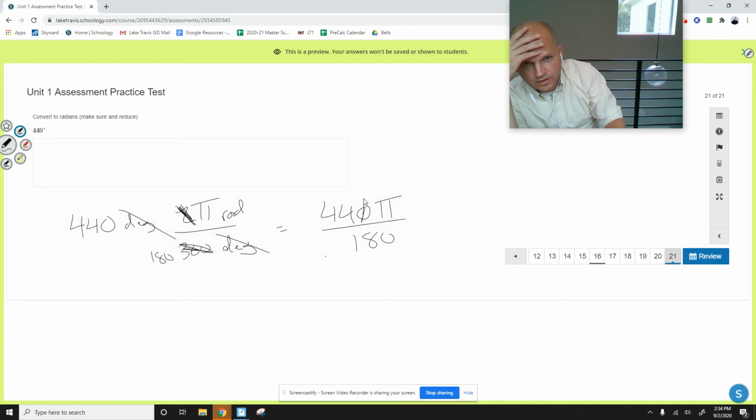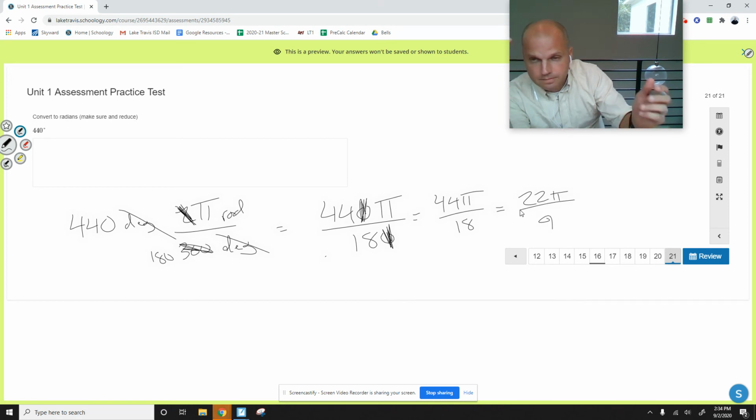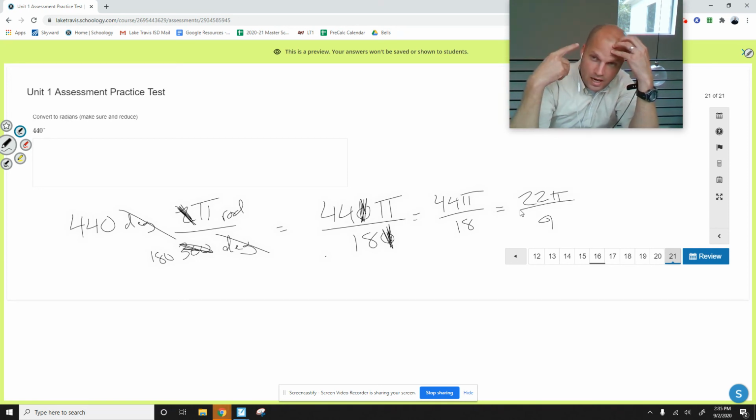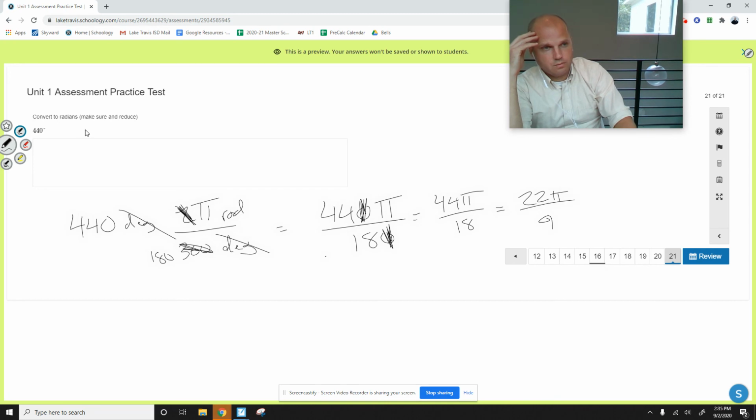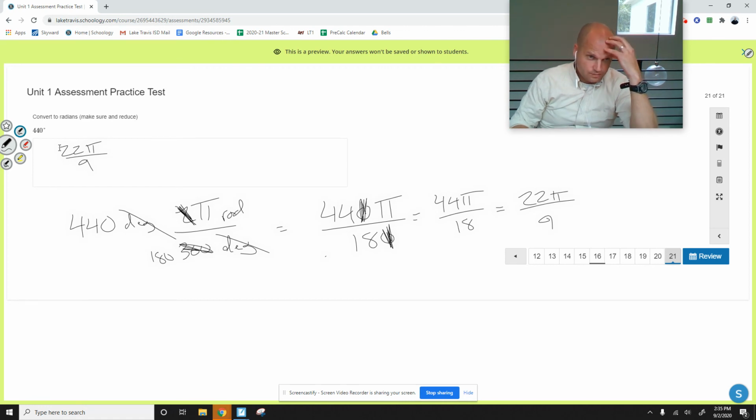How can you simplify it? Divide the top and bottom by 10. Okay, 44 pi over 18. Simplify that. Divide everything by 2. Top becomes 22 pi, the bottom becomes 9. I can divide 9 by 3, but I can't divide 22 by 3. I'm done. If you have one of those fancy calculators that simplifies fractions, leave the pi out, do 440 times 2 divided by 360, and then simplify.